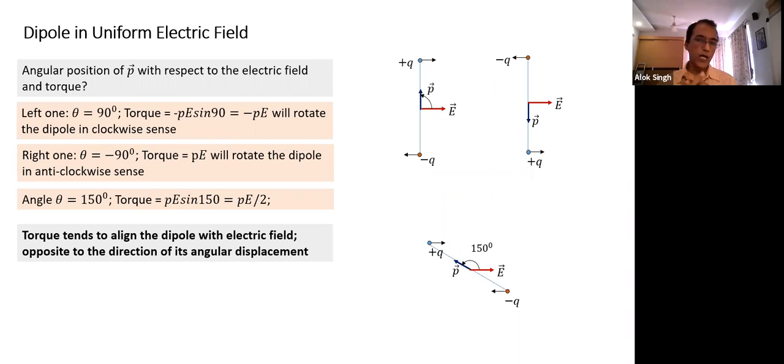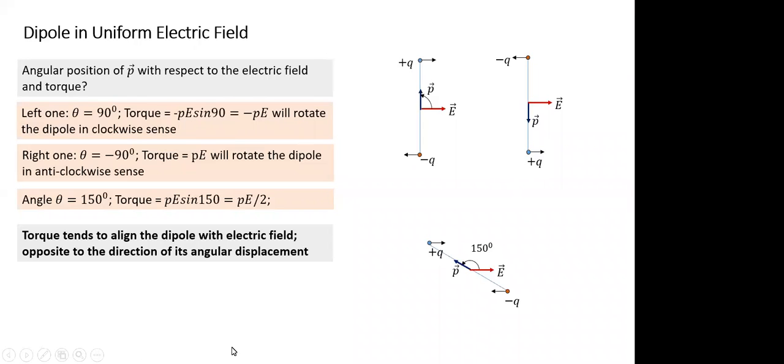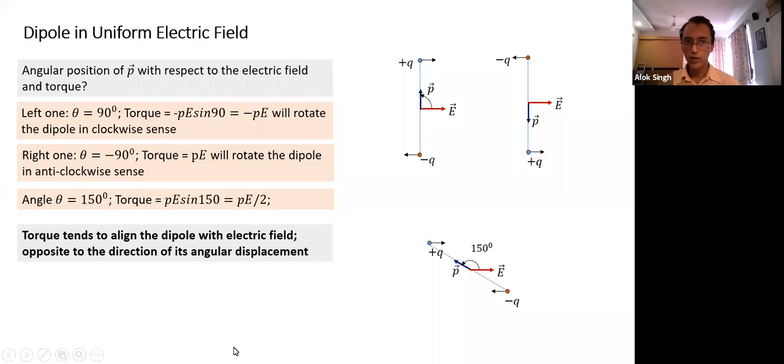Torque. What is torque trying to do? Torque is trying to bring the dipole into the same alignment as the electric field. That's what torque is trying to do every time. Is the statement making sense? It's like a restoring force. We'll see that again. So it tends to align. It doesn't like being disturbed.